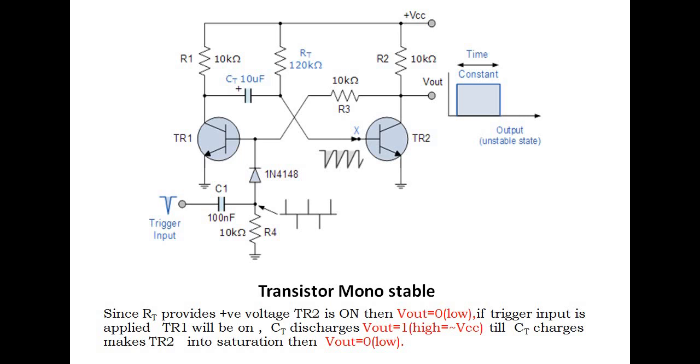Output is high for TR1. Now what exactly the total output is, or where exactly we are observing the output, is at TR2. In this state output is 0. This entire thing, this diode IN4148, capacitor and resistor R4, consists of a triggering circuit.